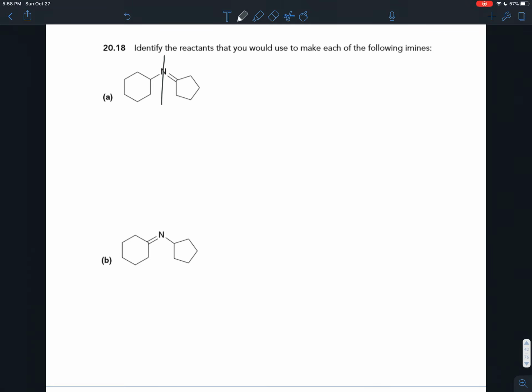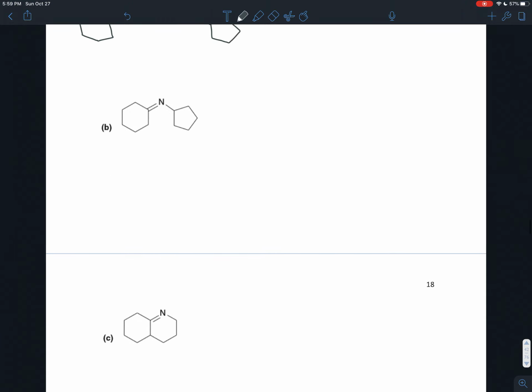Well, all you have to do is draw a line down the center where the nitrogen is. The carbon chain that has the double bond, that needs to be a ketone. And the other carbon chain is the 1 carbon chain coming off of your primary amine. So you'll always have those 2 hydrogens. And that's all you need. If you don't believe me, you can draw the mechanism. If you mix those 2 together, you'll get the product above.